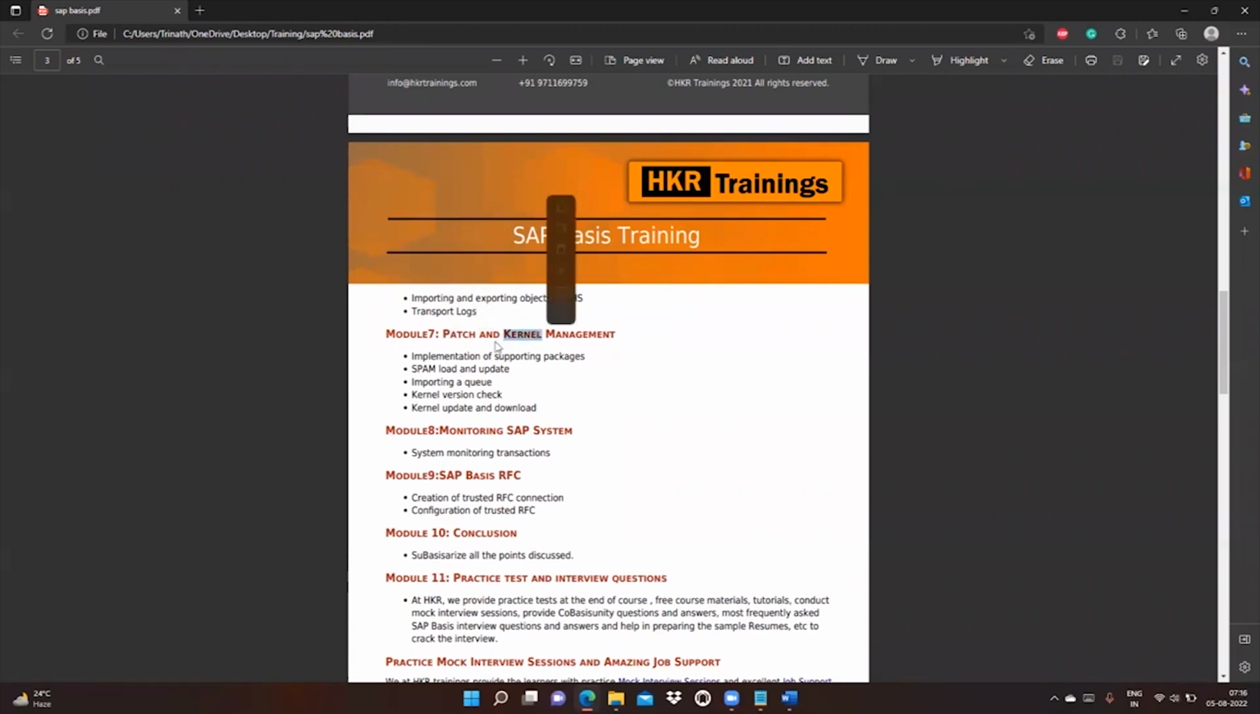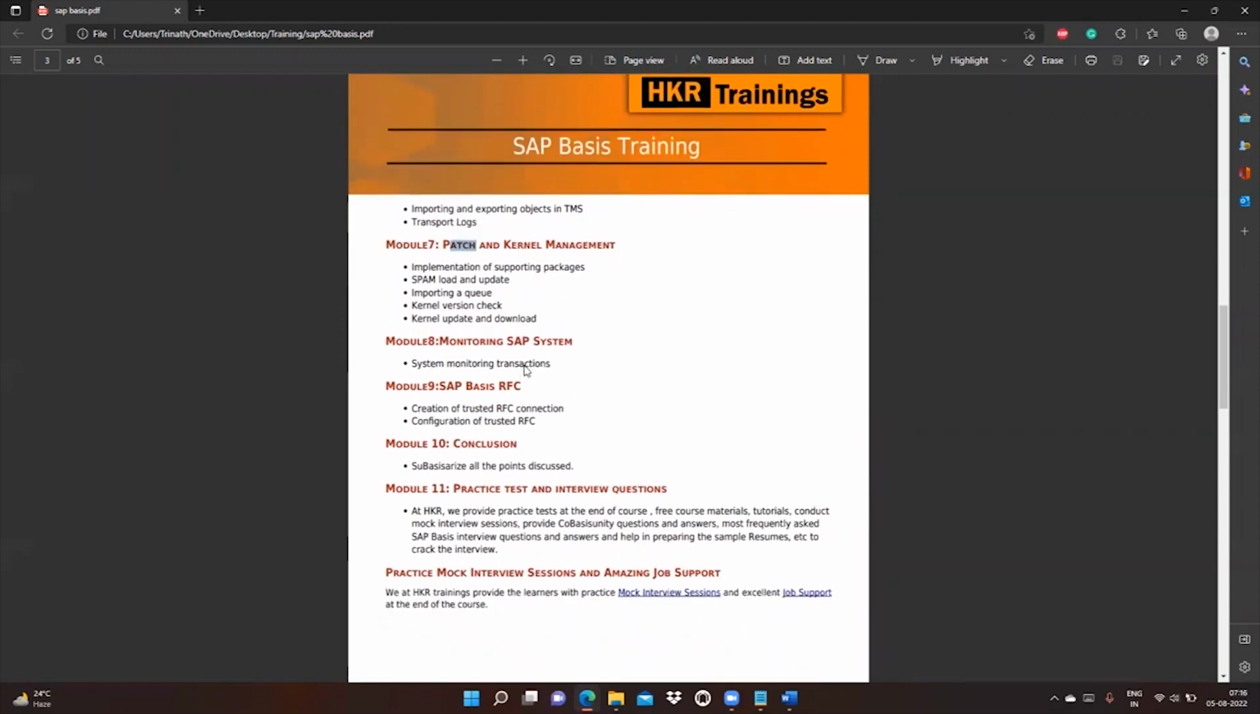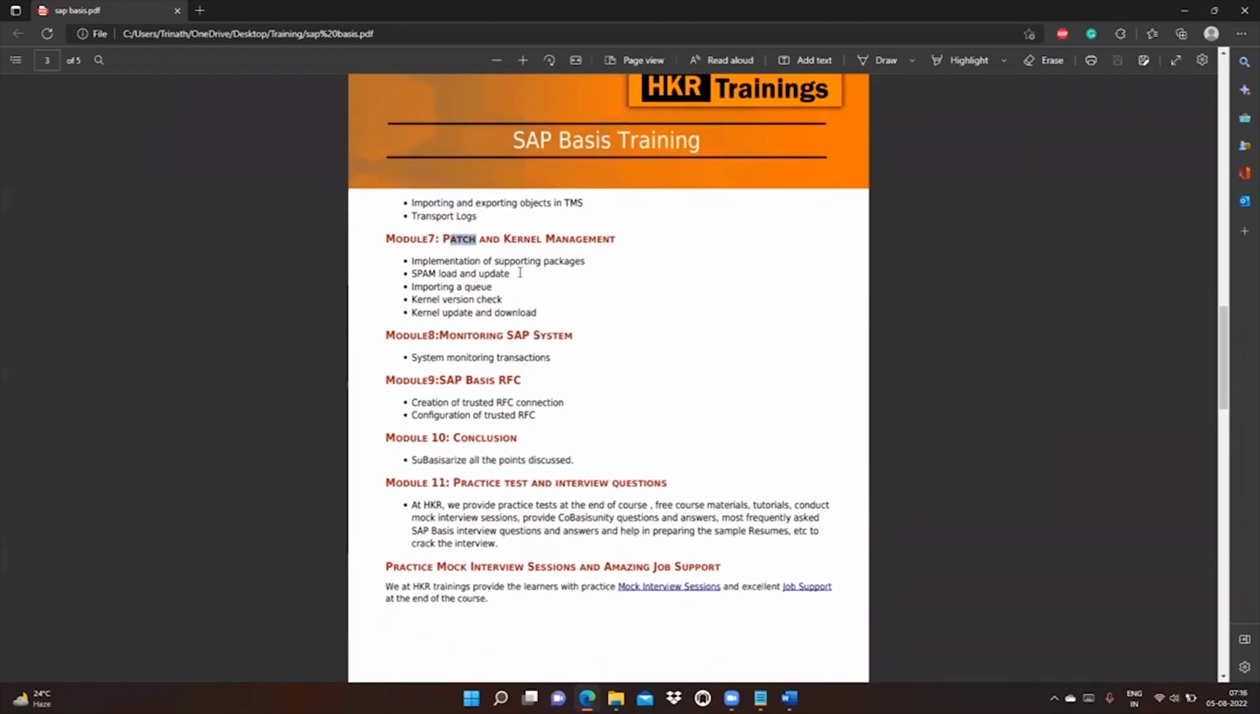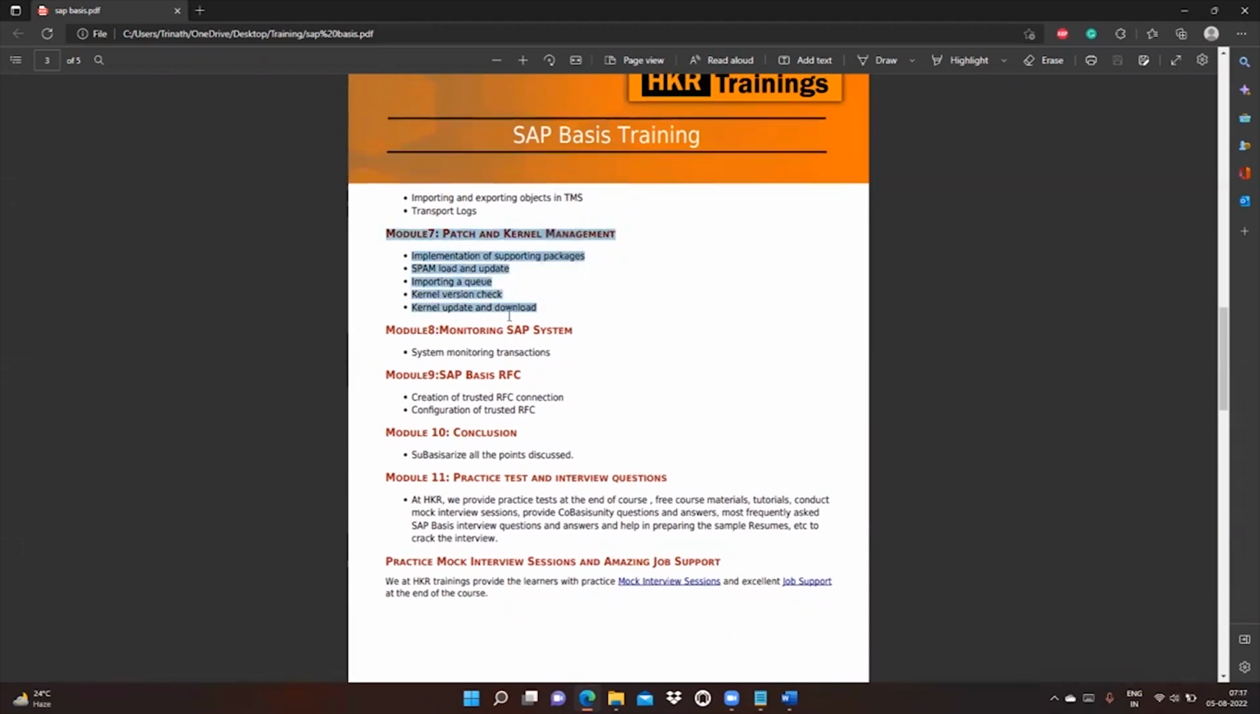Kernel releases or patch releases. How we will be applying those to the SAP software, and how we'll be updating and upgrading our SAP systems from one version to another version, those things we'll be discussing in this particular module. And this module is also very important.